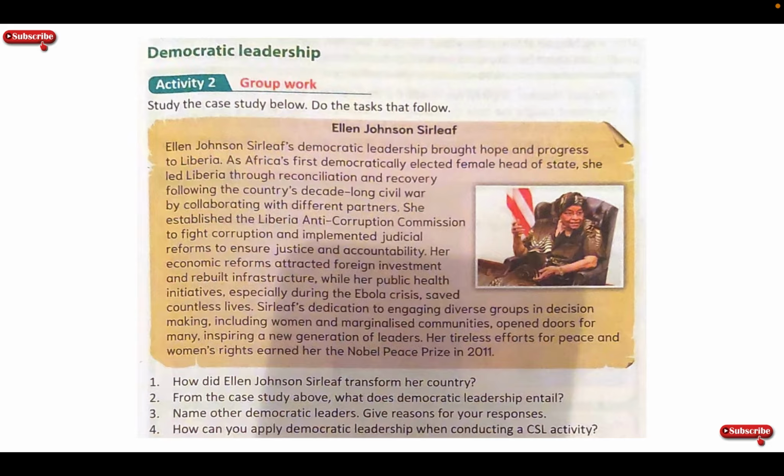As Africa's first democratically elected female head of state, she led Liberia through reconciliation and recovery following the country's decade-long civil war. By collaborating with different partners, she established the Liberia Anti-Corruption Commission to fight corruption and implemented judicial reforms to ensure justice and accountability.